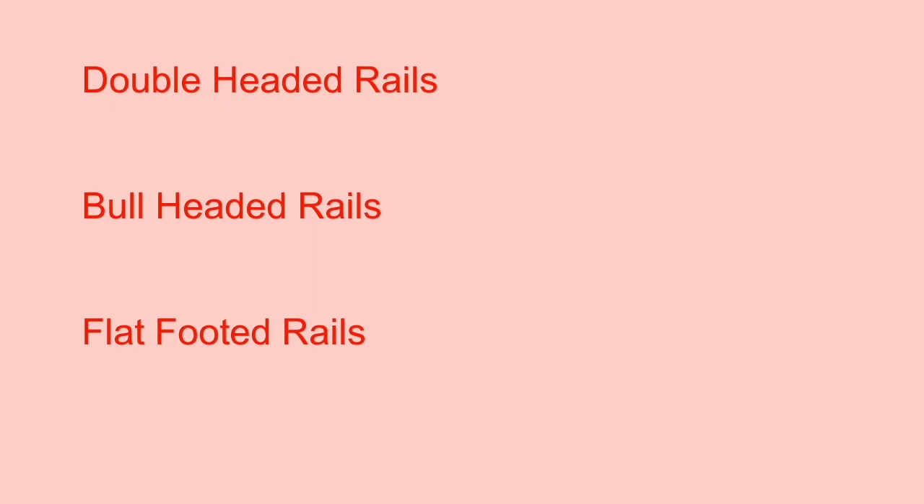Now what is a flat-footed rail? These are the most commonly used rails. These rails are also known as Vignole's rails as they were invented by Charles Vignoles in 1886. In flat-footed rails, the foot of the rail is made thinner and wider than the head. They do not require a chair.